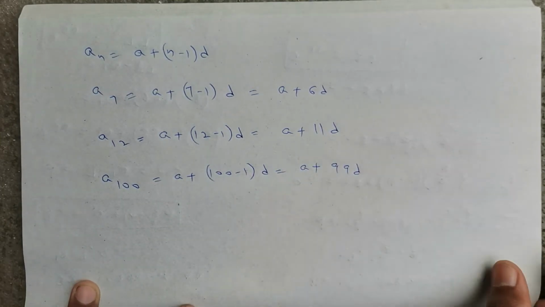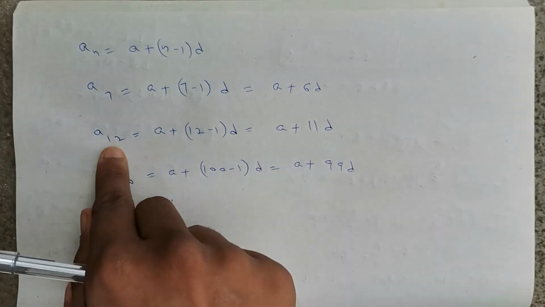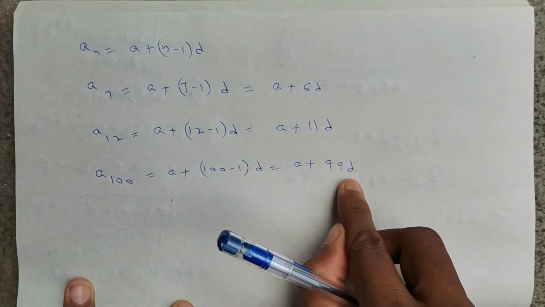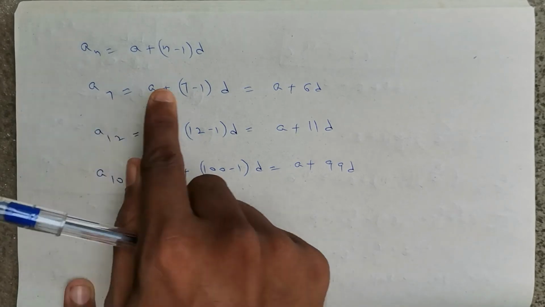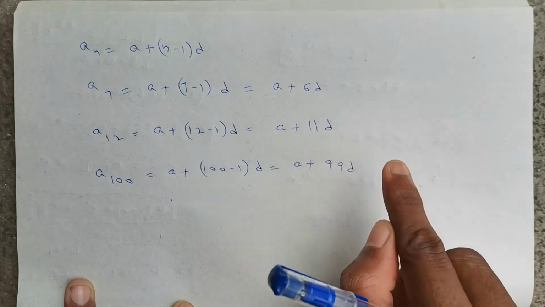Now if we observe the logic here: 7th term is a plus 6d, 12th term is a plus 11d, 100th term is a plus 99d. So the coefficient of d is one less than the term we are finding: 12th, 11d; 100th, 99d. Just keep this logic in mind.